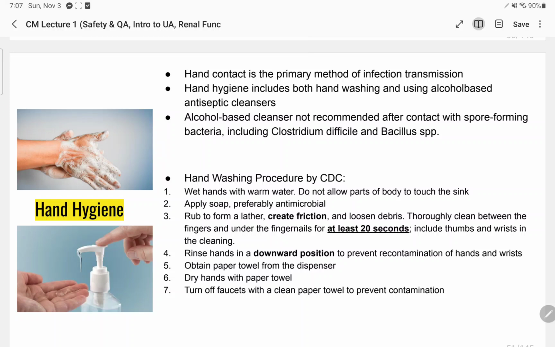Okay, so unsa man ning hand washing procedure by CDC? I believe nga you are familiar with the steps, the procedure of hand washing kasi inyong PMLS. I know nga gi-discuss gyud niya, nag-video pa guro mo ani. Okay, nag-demo pa man. So we'll go through it. So hand washing procedure by CDC. First is you wet your hands with warm water and make sure nga dili ma-touch any part of your body sa sink. And then, you apply a soap, particularly kanang mga antimicrobial, mas better.